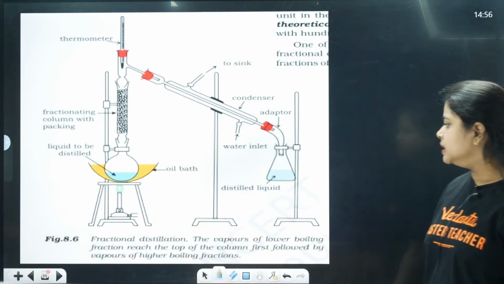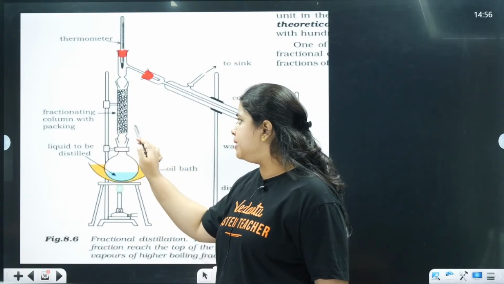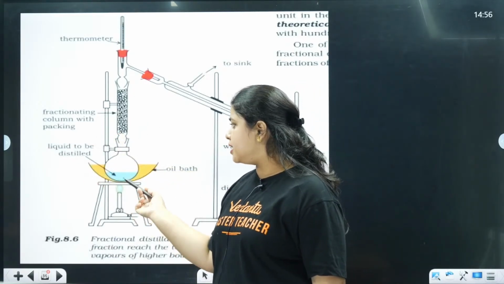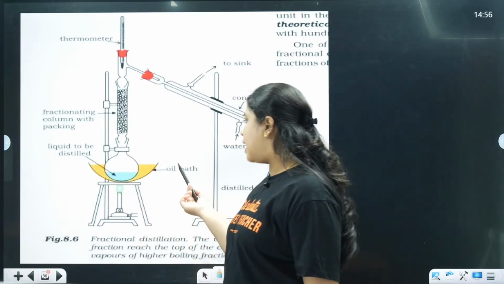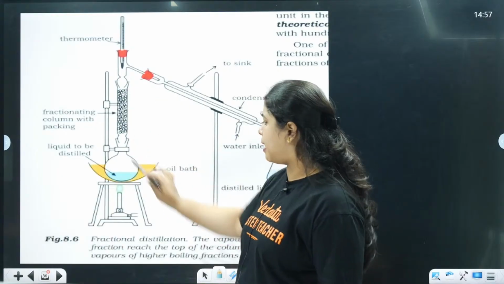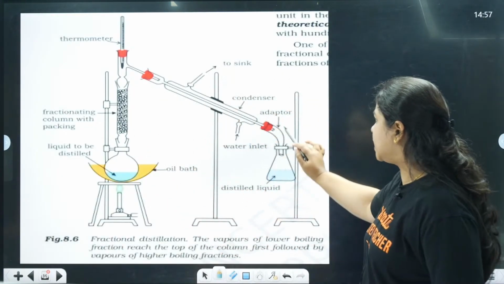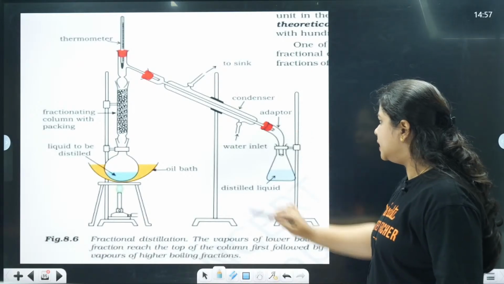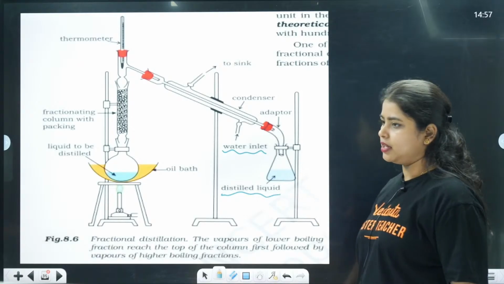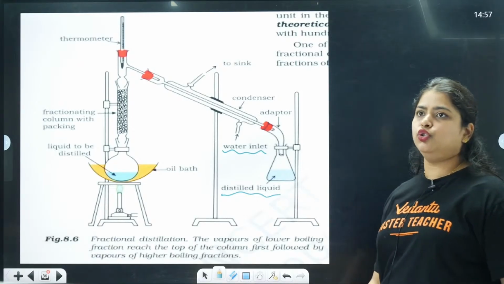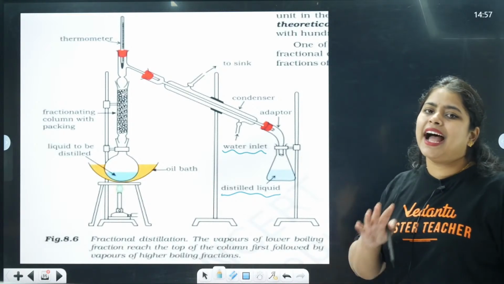Okay, see how fractional distillation happens. Here the fractionating column with the packing will be used, then the liquid to be distilled, whichever liquid is to be distilled, we have to put in it. This is the oil bath, this apparatus has been dipped in the oil bath here. So the sink is there, the condenser is connected, the adapter is connected, this is the water inlet which is present, and this is going to be the distilled liquid. So these things are a little bit important to you people, they might ask, but it's not that important.